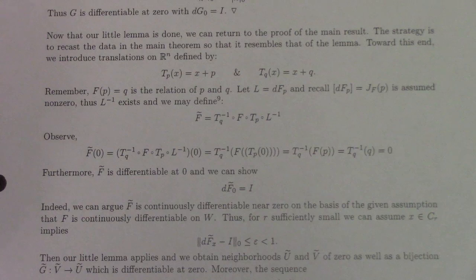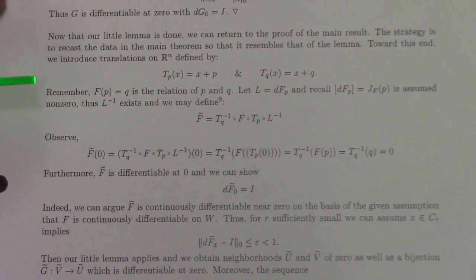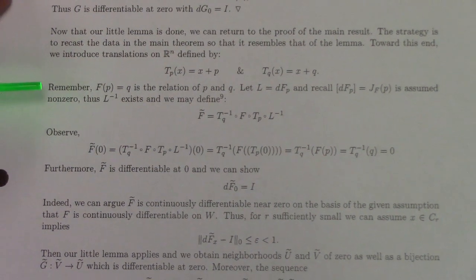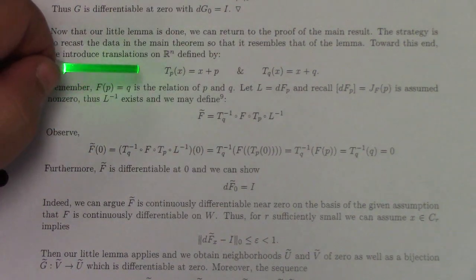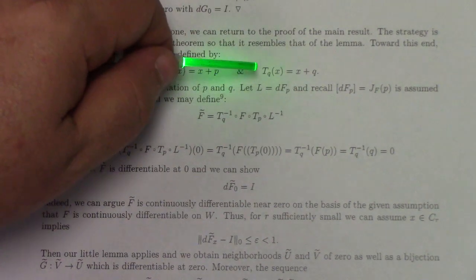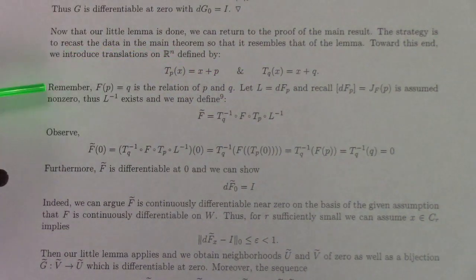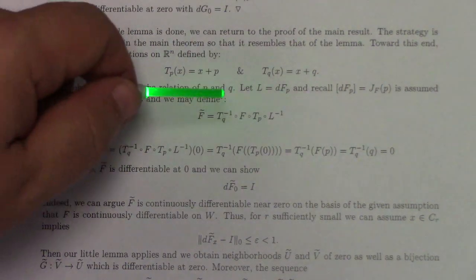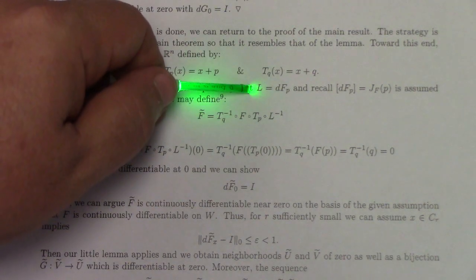So basically what we do next is we introduce translations. Translation by P, TPx, is x plus P, and TQx is x plus Q. And so we had f of P equals Q. And we're going to think of L as being the given differential of f at P.